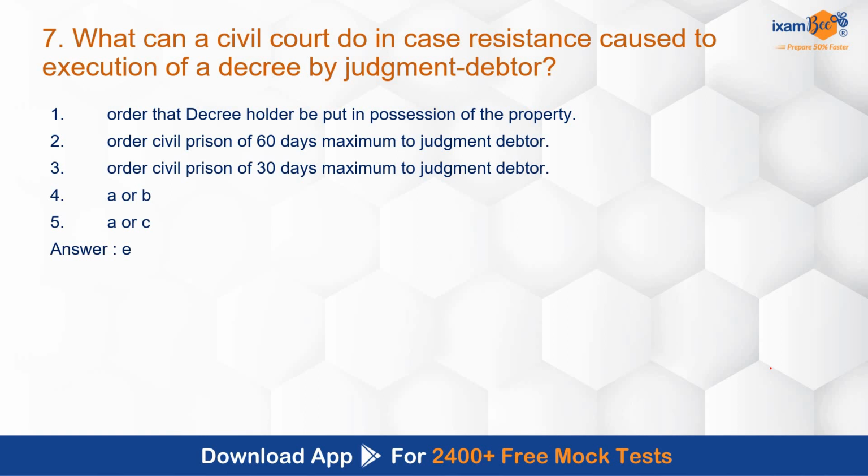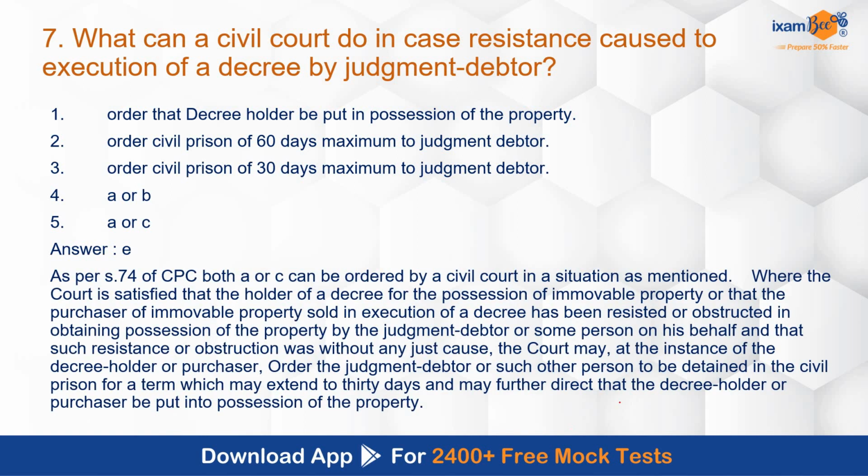Civil court can order decree holder be put in possession of the property and order civil prison of 30 days to the judgment debtor. This is as per section number 74 of CPC, where the court is satisfied that the holder of a decree for the possession of immovable property or that the purchaser of immovable property sold in execution of decree has been resisted or obstructed in obtaining possession of the property by the judgment debtor or some person on his behalf, and that such resistance or obstruction was without any just cause, then the court may, at the instance of decree holder or purchaser, order the judgment debtor or such other person to be detained in civil prison for a term which may extend to 30 days, and may direct that the decree holder or purchaser be put in possession of that property.